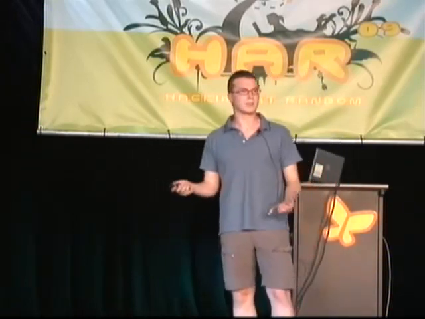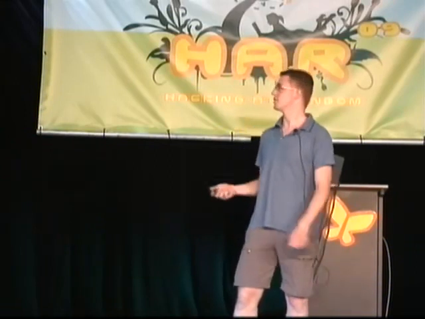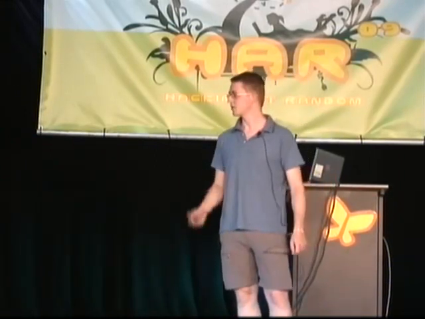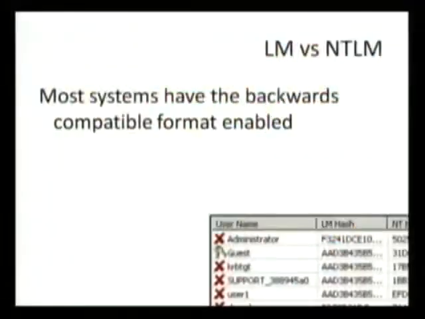So how easy is it to crack these passwords? Most systems have the backwards compatible format enabled, the LM hash. And this is an easy to crack format. It's enabled by default up to and including Windows 2003. Vista doesn't store it anymore by default. Windows 2008 doesn't as well. Windows 7 probably doesn't either. And it's for good reason. You don't really need this anymore. It's for communicating with legacy systems. And with legacy, I mean Windows 98 and early NT4 versions, things like that.